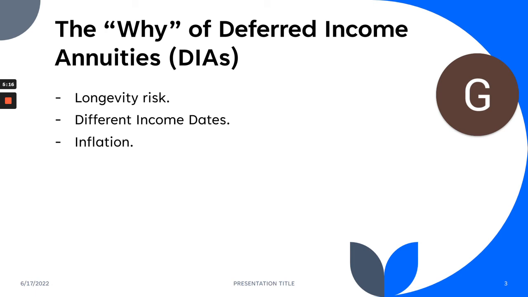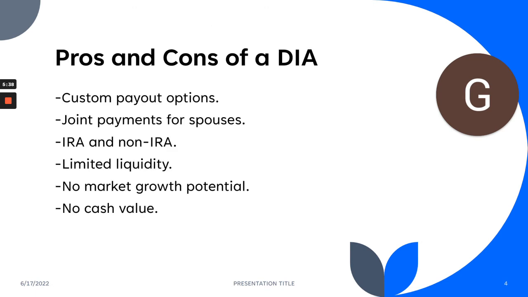Now, keep in mind, it's not going to keep up with inflation if inflation is at 20%, but at least you don't lose all of your money to the effects of inflation. At least you can keep up with inflation to some degree with the stream of income that you're receiving from your deferred income annuity. So let's talk about some of the pros and cons of a deferred income annuity.